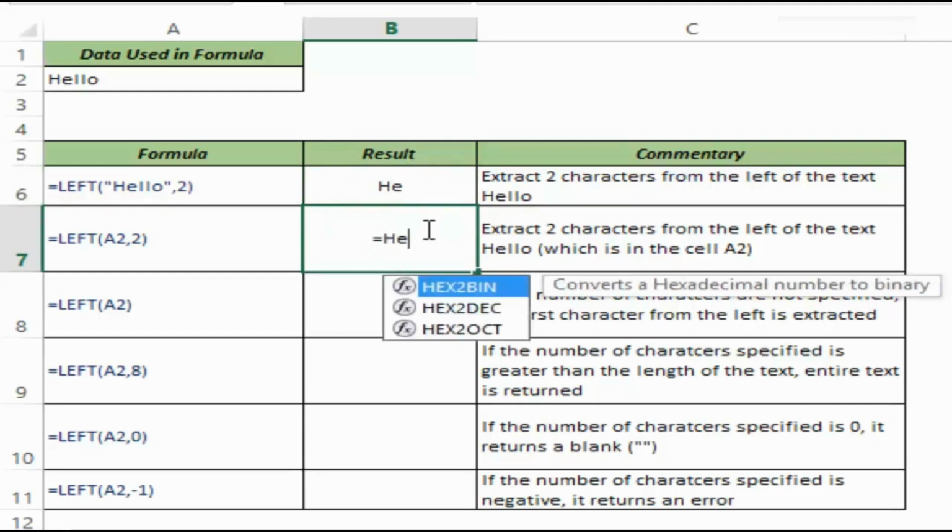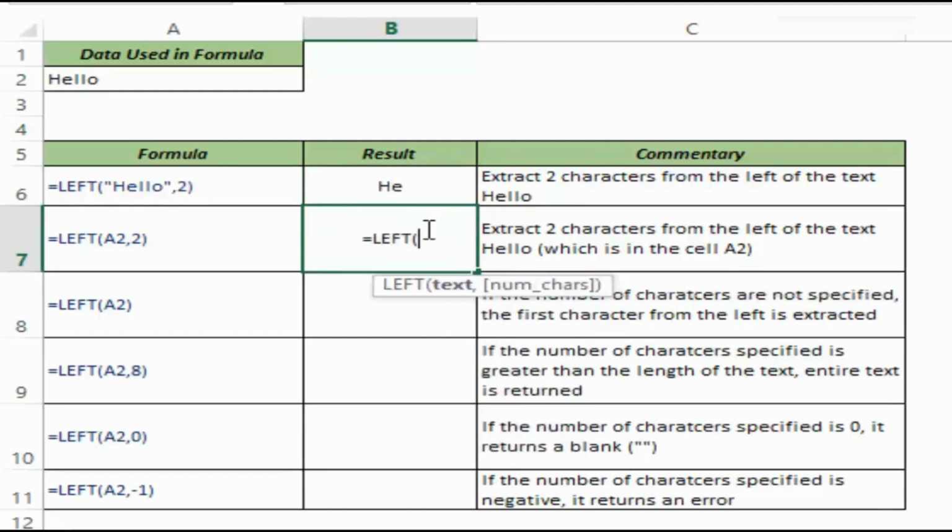Now as I said, we can either manually type it or we can reference a cell. So here I give a reference of cell A2, and again I ask it to return the two leftmost characters, and as expected it again returns two alphabets, which is H and E.